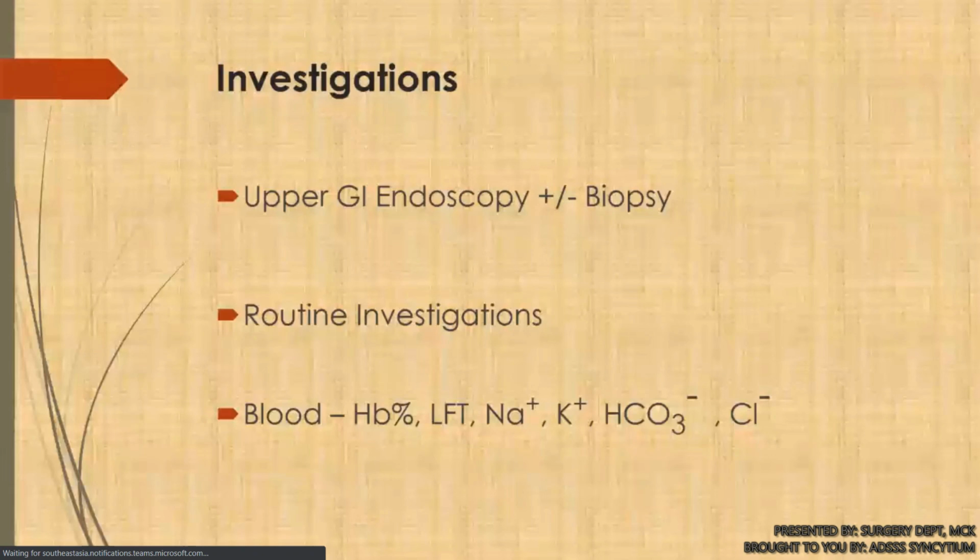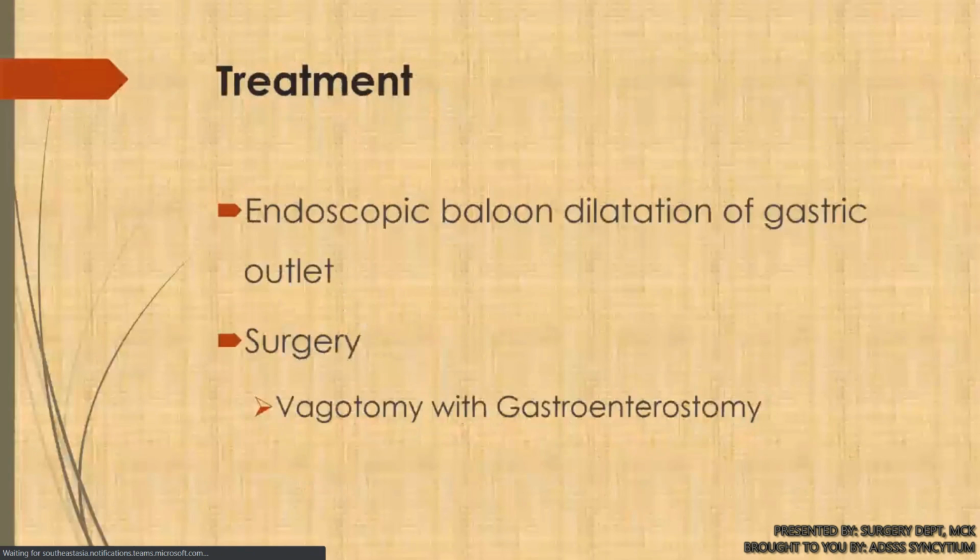Hemoglobin is very important because, as I said, anemia is a condition. A severe patient can suffer from severe anemia. Liver function test you have to do because you have to assess the albumin. If needed, intravenous albumin has to be given. Sodium, potassium, bicarbonate and chloride levels have to be estimated and corrected if found abnormal.